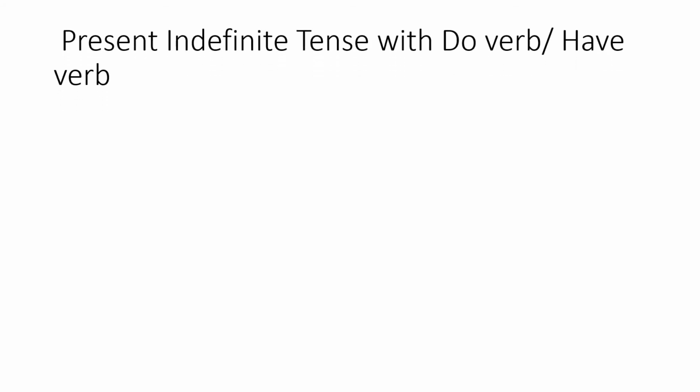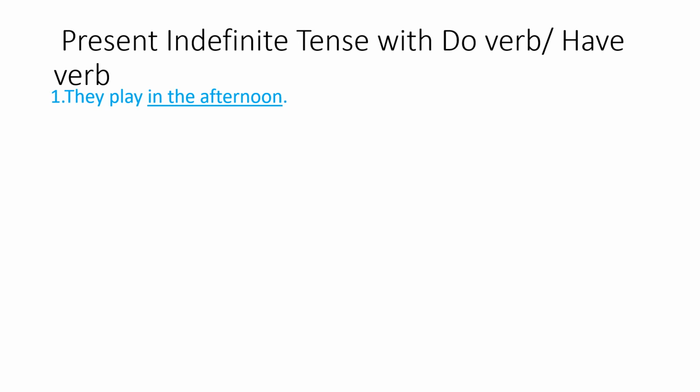So present indefinite tense with do verb and have verb. Now we will make the sentences into negative, interrogative and interrogative negative form, with do verb or have verb. Look at the sentences, students. They play in the afternoon. This is the sentence in present indefinite tense.